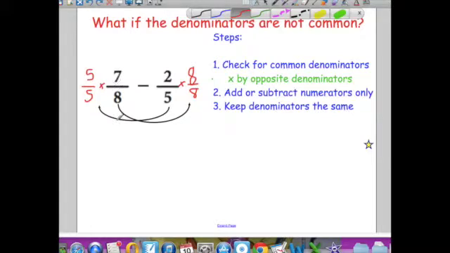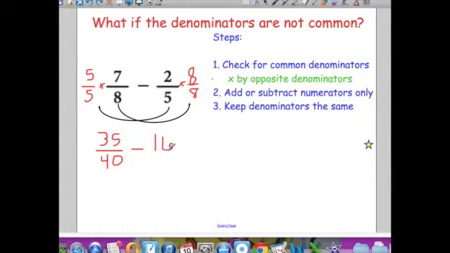So 5 times 7 is 35. 5 times 8 is 40. Here's my new fraction. 7 eighths has now turned into 35 fortieths. We're still going to subtract. And 2 fifths is going to be changed now. So 2 times 8 is 16, and 8 times 5 is 40.